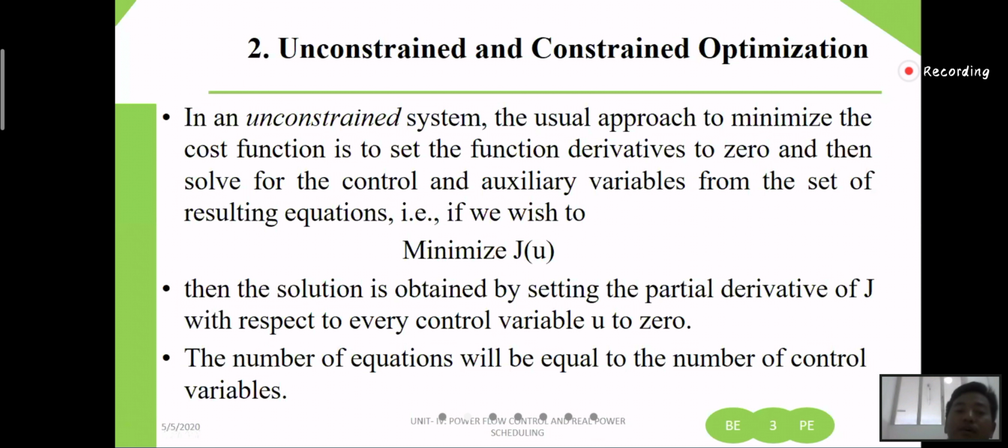The approach is to minimize the cost function, set the function derivatives to 0, and then solve for the control and auxiliary variables from the set of resulting equations. So when we talk about the unconstrained system, we are trying to minimize the cost function. In the earlier example, considering a two-unit system, we saw that C equals C1 plus C2, and then we have to minimize this C1 plus C2 considering different constraints in the power system.